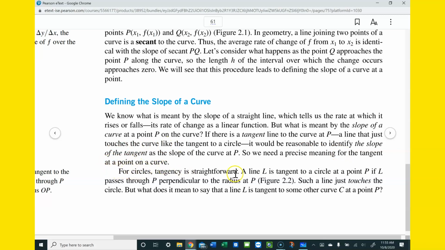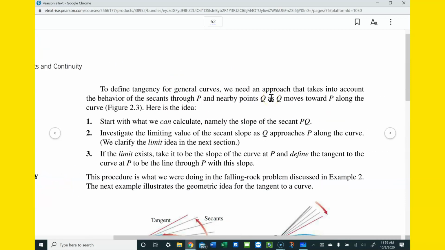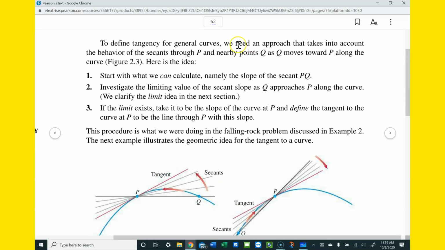For circles, tangency is straightforward. Any line L is tangent to a circle at point P if L passes through P perpendicular to the radius at P. Such a line just touches the circle. But what does it mean to say that a line L is tangent to some other curve C at point P? To define tangency for general curves, we need an approach that takes into account the behavior of the secants through P and nearby points Q as Q moves toward P along the curve.